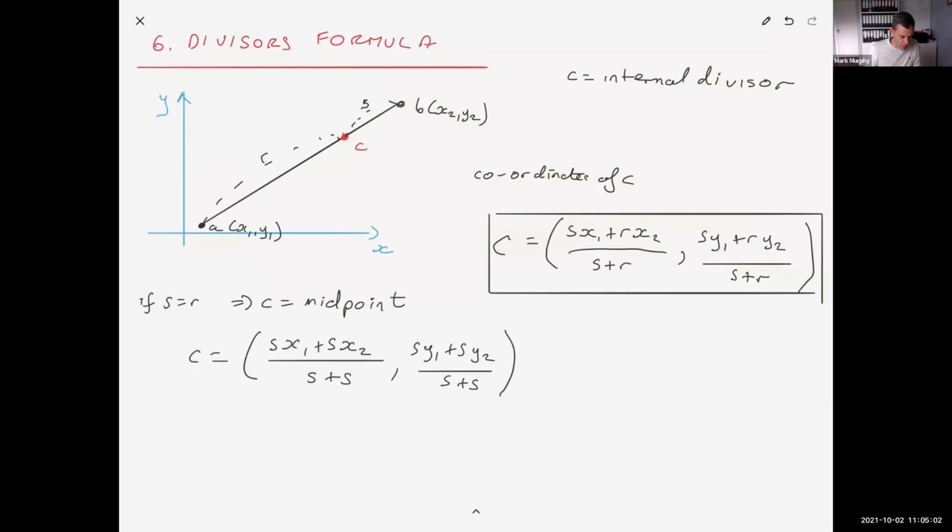Now all the S's cancel out and you're left with C is equal to x1 plus x2 all over 2, y1 plus y2 all over 2. That's what we call C midpoint.